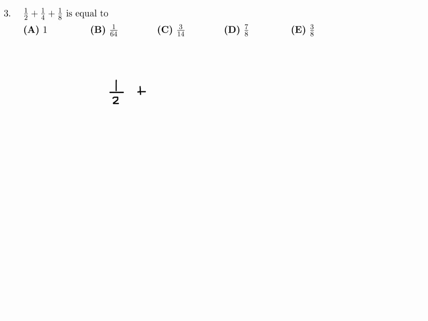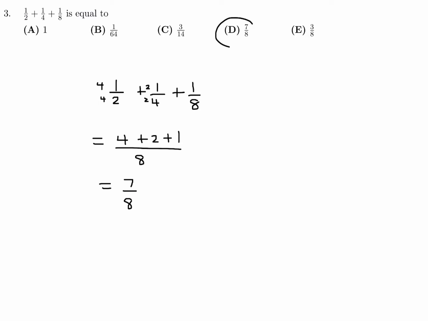1/2 plus 1/4 plus 1/8 is equal to, get a common denominator, so this is going to be top and bottom multiplied by 2, here top and bottom multiplied by 4. So it becomes 4 plus 2 plus 1 all over 8, and that is 7 over 8. So number 3, the answer is D.